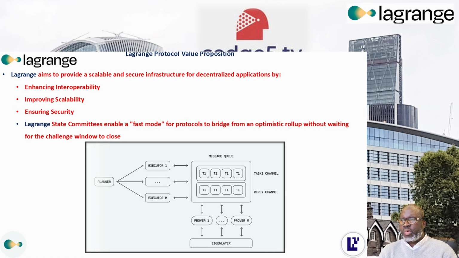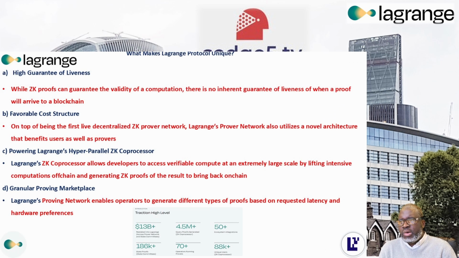And what makes Lagrange's Prover network unique? Well, first of all, you've got the high guarantee of liveness. While ZK proofs can guarantee the validity of a computation, there is no inherent guarantee of liveness of when a proof will arrive to a blockchain. However, with Lagrange's Prover network, operators run provers and commit to generating proofs within a given time period and collateralize the commitment with capital. Failure to generate a proof on time results in a penalty in the form of slashing or non-payment, which incentivizes operators to perform as promised, resulting in high liveness guarantees.